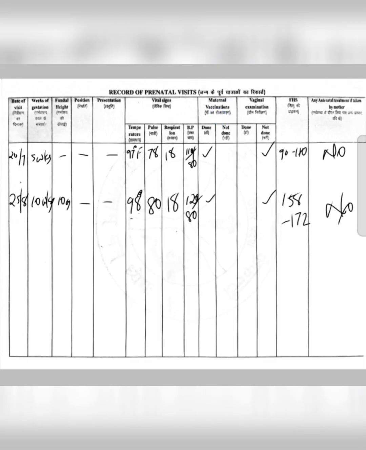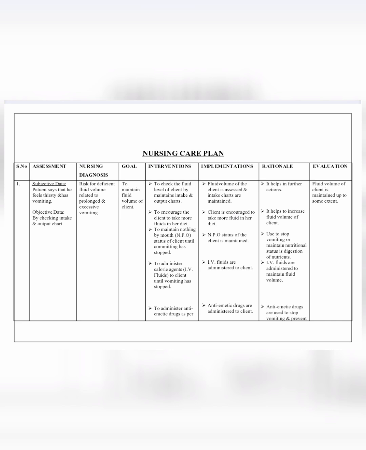No. Let us see the third page. This is the nursing care plan. I already took one of the PPT. So here our mother is having vomiting, so that's why I am writing a nursing care plan on vomiting. You can check it here.